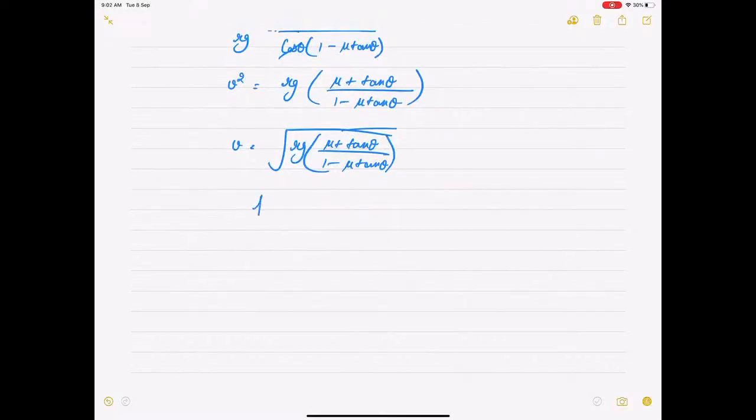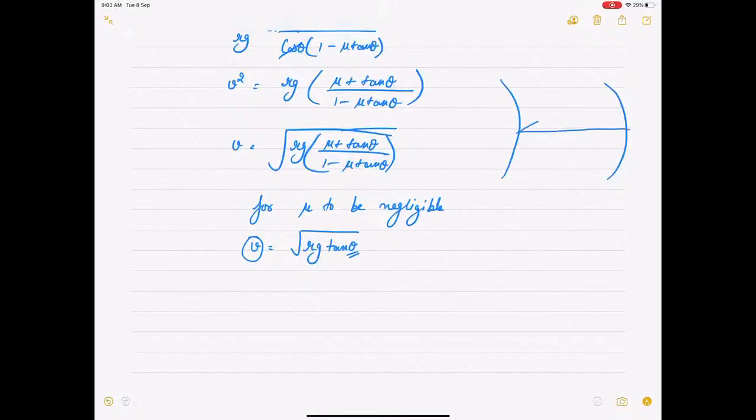Now, for mu to be negligible, why do we want it to be negligible? So that very little wear and tear should be there with the tires, and also we should attain greater velocity. So we neglect mu. Then the expression becomes v is equal to root rg tangent theta. Now this velocity will purely depend upon the theta angle. The more we raise this theta angle, the more velocity we can attain.